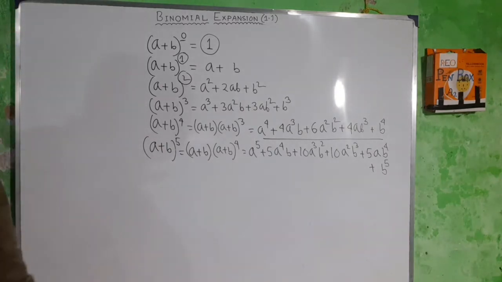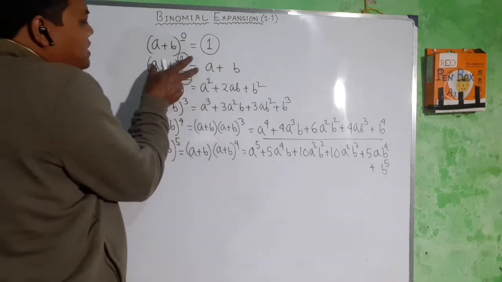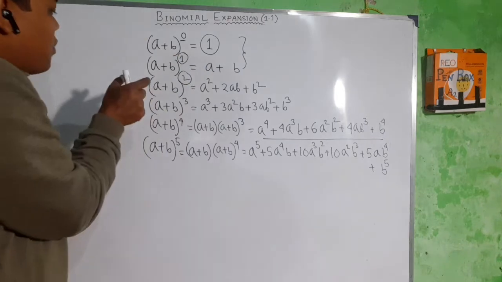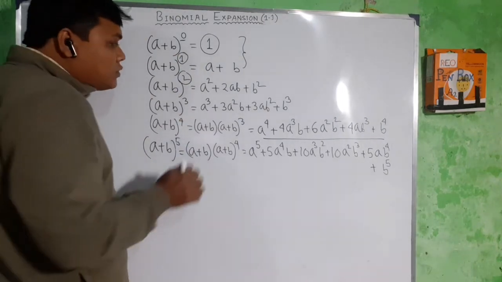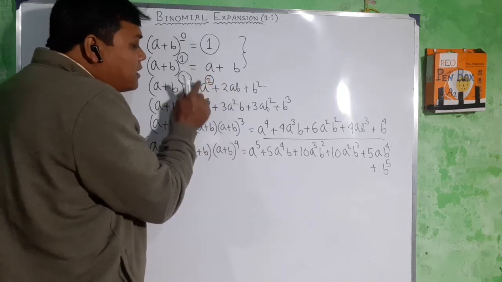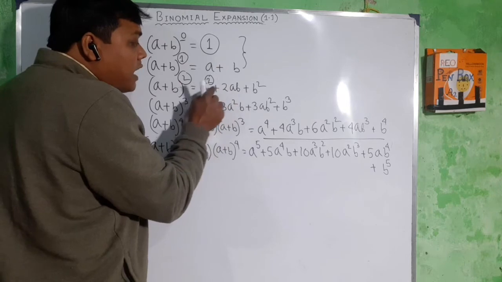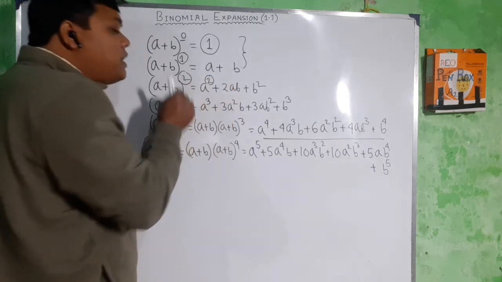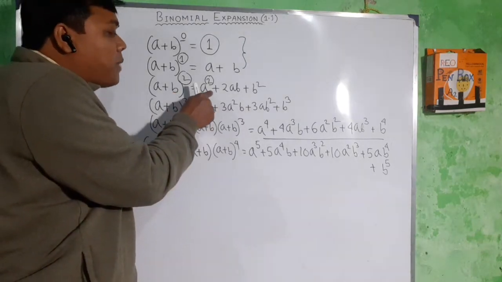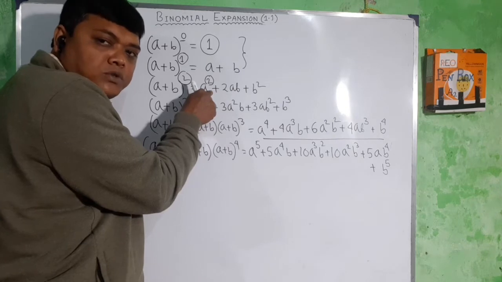Another interesting part: you see that from these expansions there is an observation. If you look at a plus b whole square, it starts from the highest power of a, the index, a square, and the power of a decreases by unity, while the power of b increases by unity. In the first term, the power of b is 0. That means b to the power 0 is always 1.